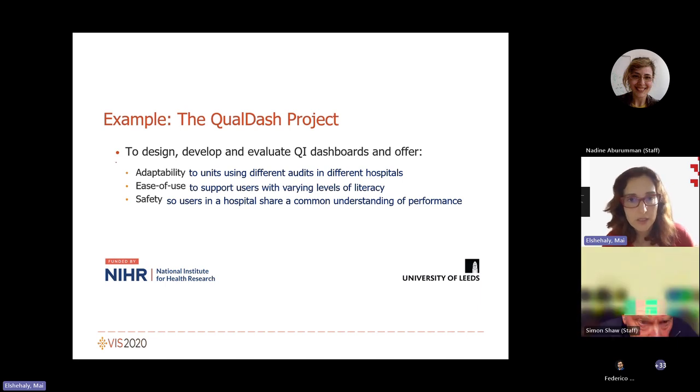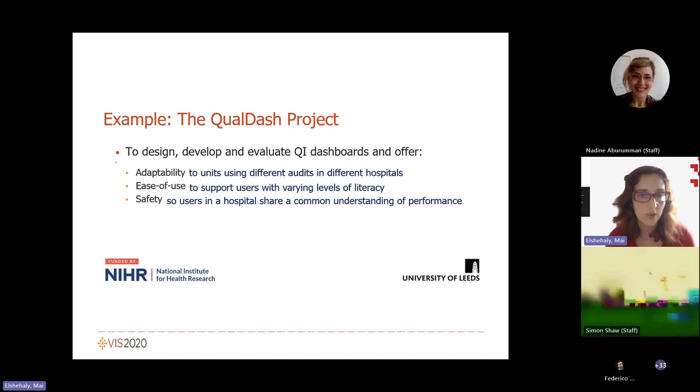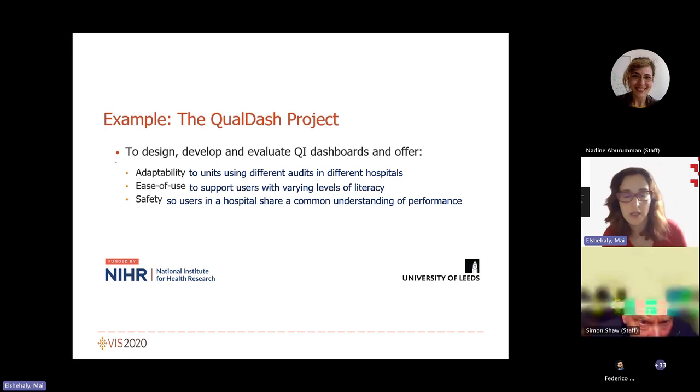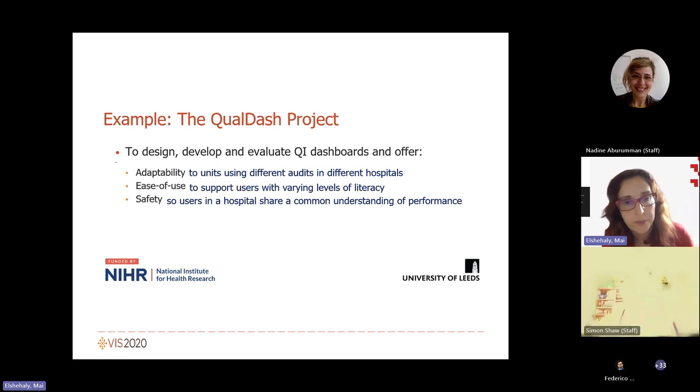And we had a certain set of expectations around it. So it needed to be adaptable enough to be deployed, first of all, in different hospitals, but also in different specialties within these hospitals. So we had cardiology units, and we also had pediatric intensive care units. And obviously, these would have completely different data sets and audits that they were working with.